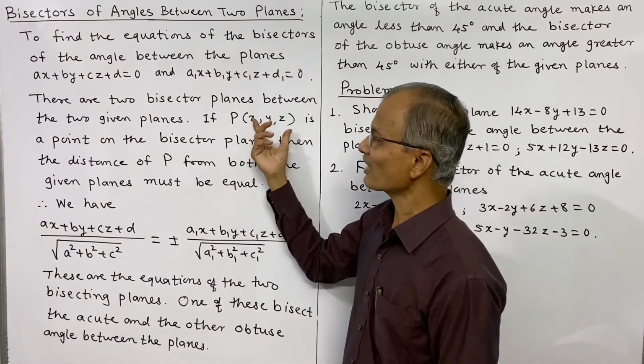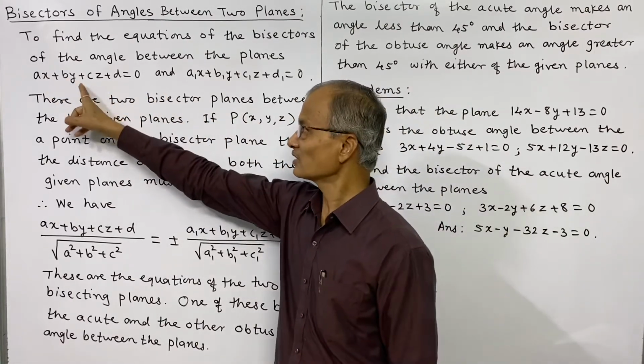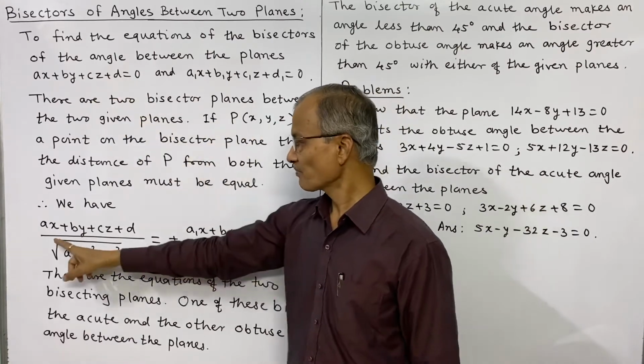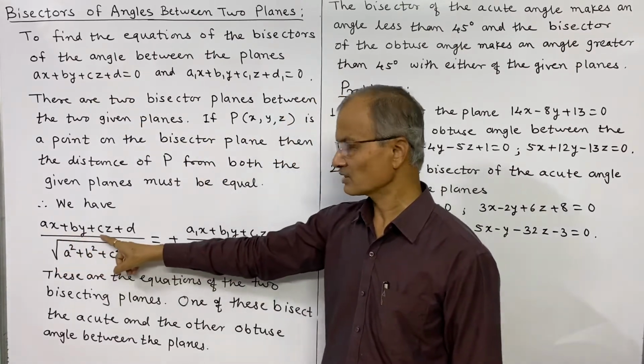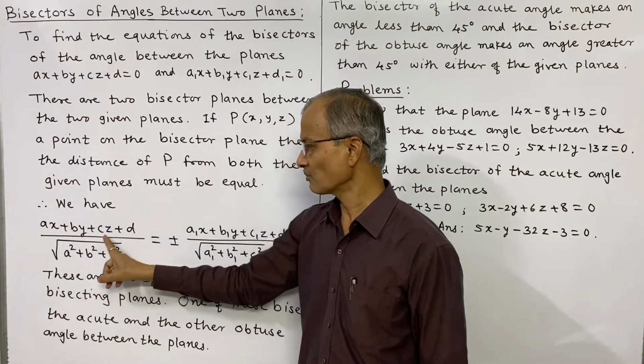So therefore the coordinates, if you put here, remain the same, x, y, z. Thus the distance between these two is (a x plus b y plus c z plus d) divided by the square root of a square plus b square plus c square.